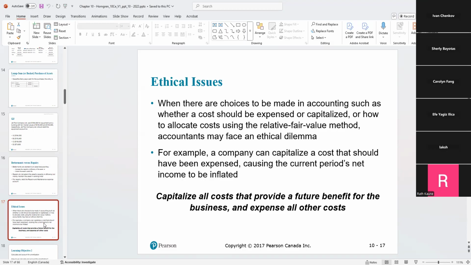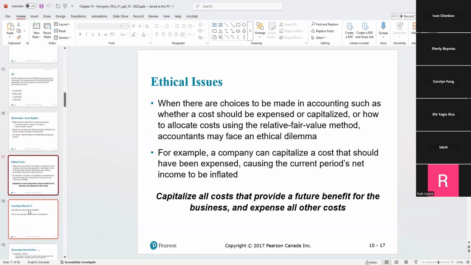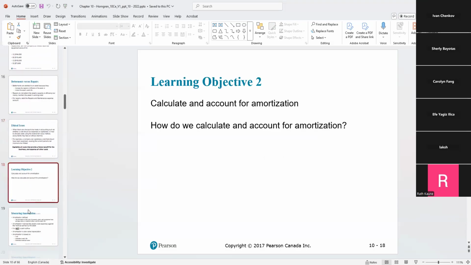You can imagine what happened with the price per share. That's the implication of the wrong judgment, or maybe it was the right judgment, who knows.